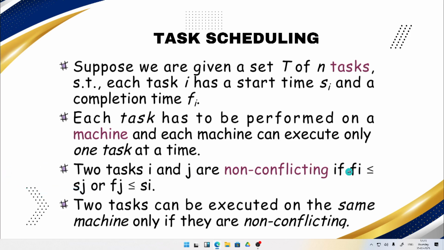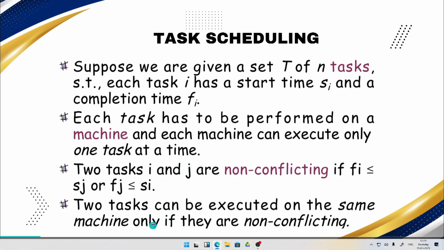So, we say that Fi is less than or equal to Sj, which means that the job 1 or task 1 finishes well before the second task starts, or in other words we can say that the finish time of job j is less than or equal to the start time of i, which means the second job finishes before the first task starts. So, if two tasks have their start time and finish time non-overlapping, we call them non-conflicting tasks.